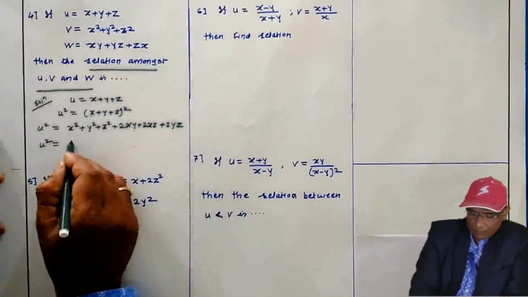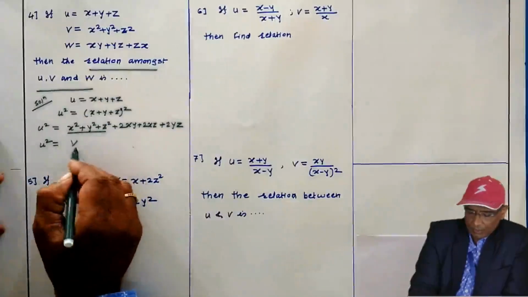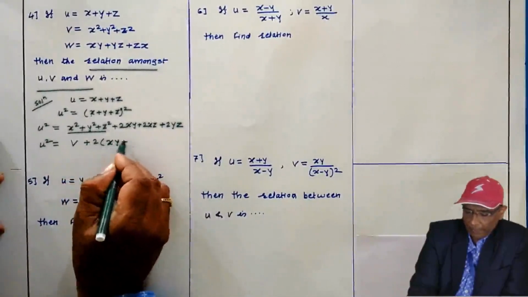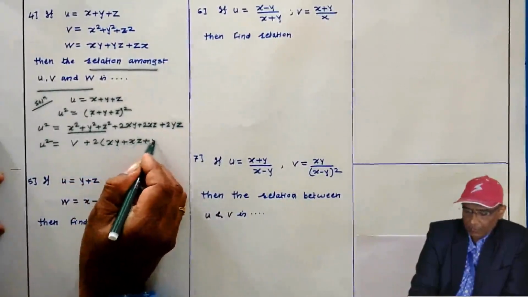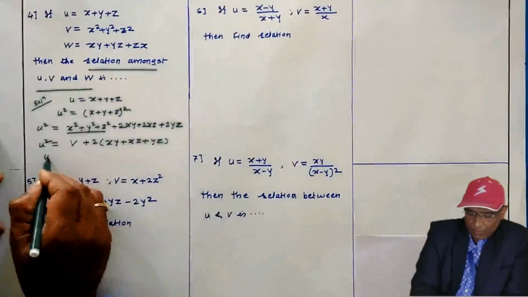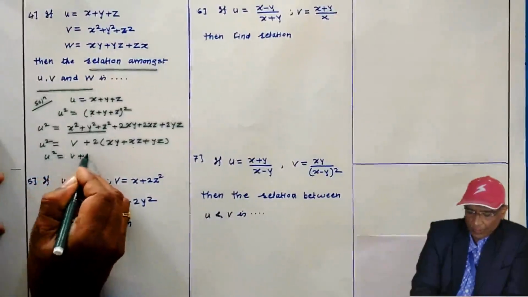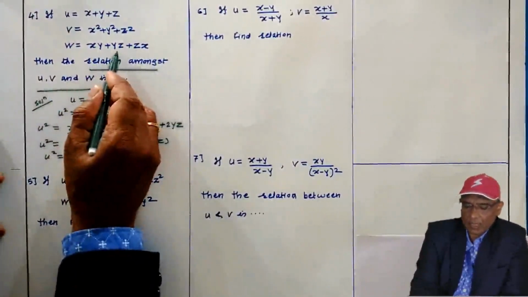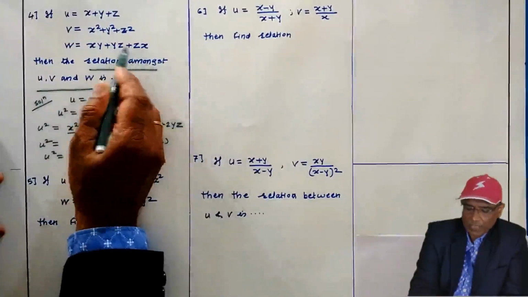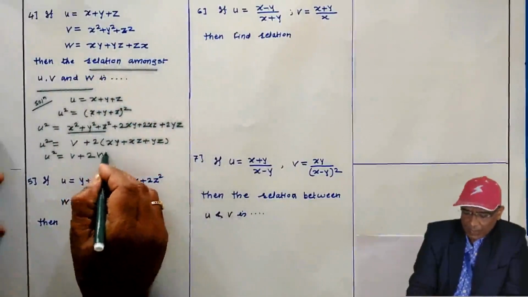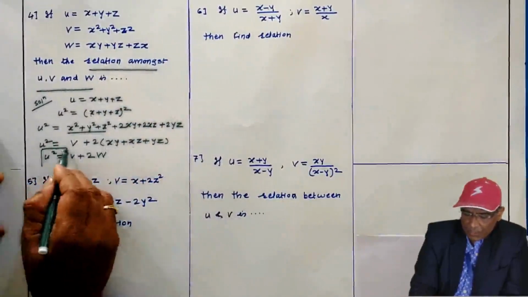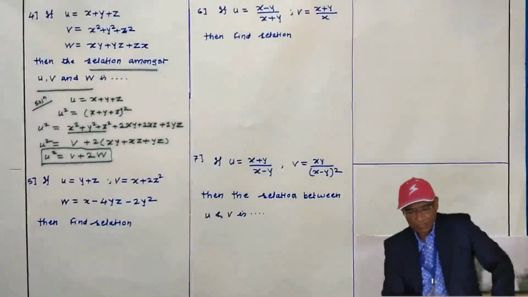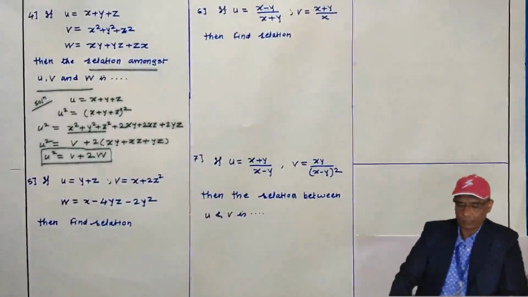U square is x square plus y square plus z square, which is v, plus 2 times, 2 is common, xy plus xz plus yz. Xy plus xz plus yz is what? W. This can be replaced by w. So u square equals v plus 2w. This is the relation amongst u, v, w.